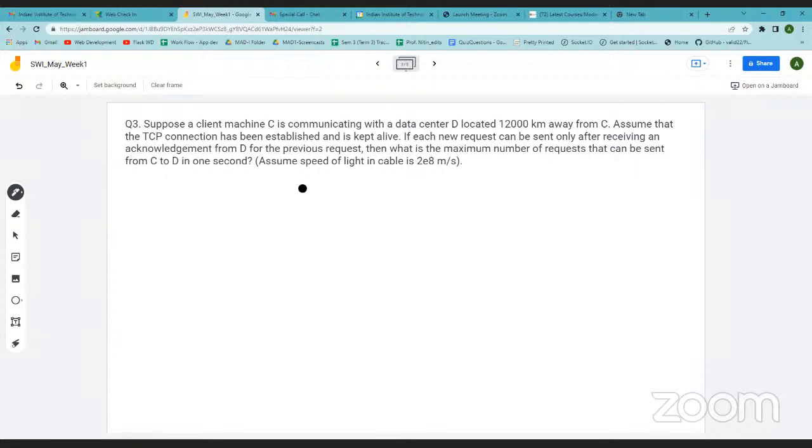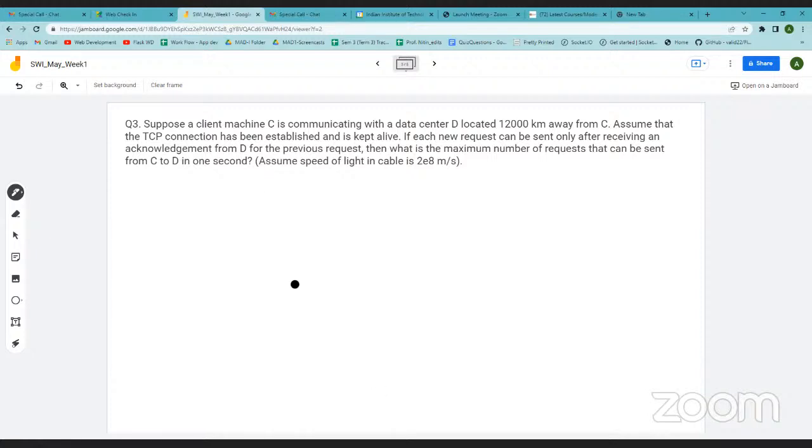So one more thing. If there is no medium given here, but it says assume the speed of light in cable is 2 into 10 raised to power 8 meter per second, this is explicitly given, so take whatever is given. We know that the speed of light is this, but the speed of light in cable is 2 into 10 raised to power 8, given. This means the medium we are taking is cable. So you have to go with whatever is given.